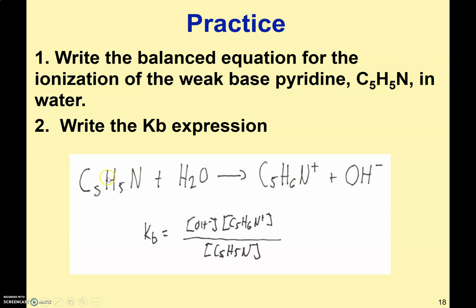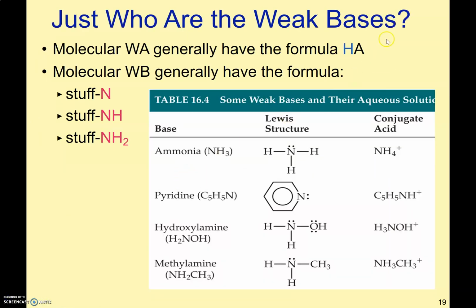So again, remember bases gain H+, so this becomes an NH and gets a plus, and it's getting the H+ from the water. So who are the weak bases that we talk about? We talked about weak acids generally having the formula with an H in front and some random thing. Well, weak bases generally have some stuff, and either N, NH, or NH2 at the end. So these are examples of some weak bases. Remember, the strong bases generally have OH in them. So we identified the strong bases in the review session.